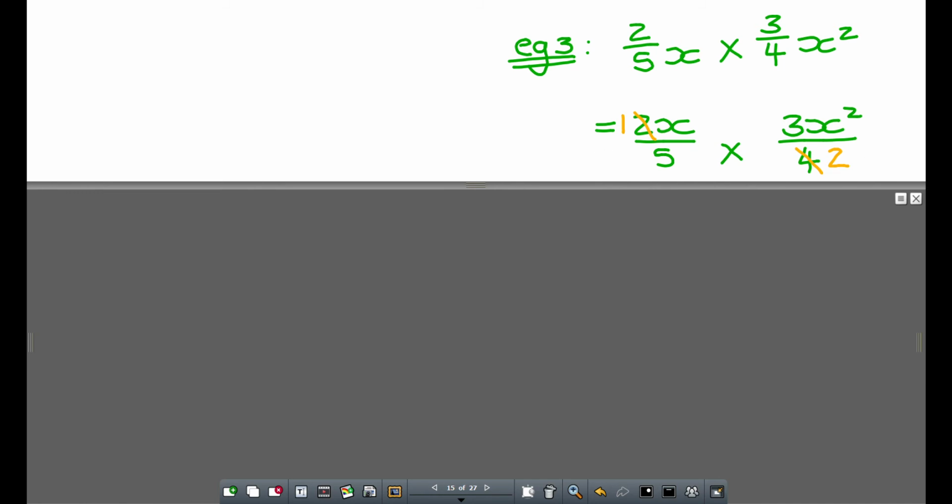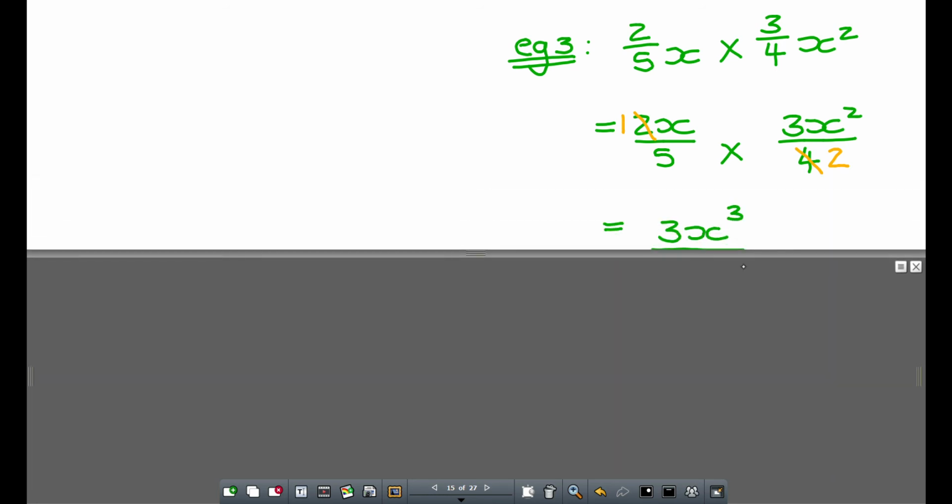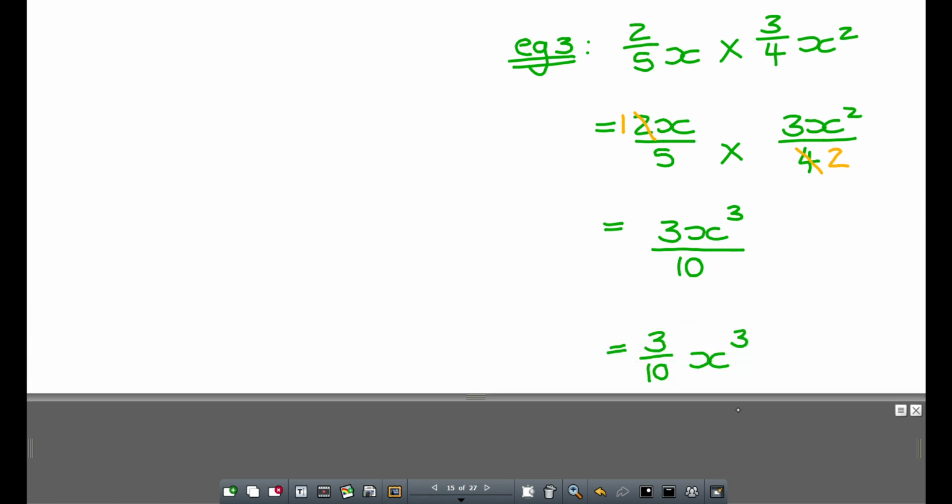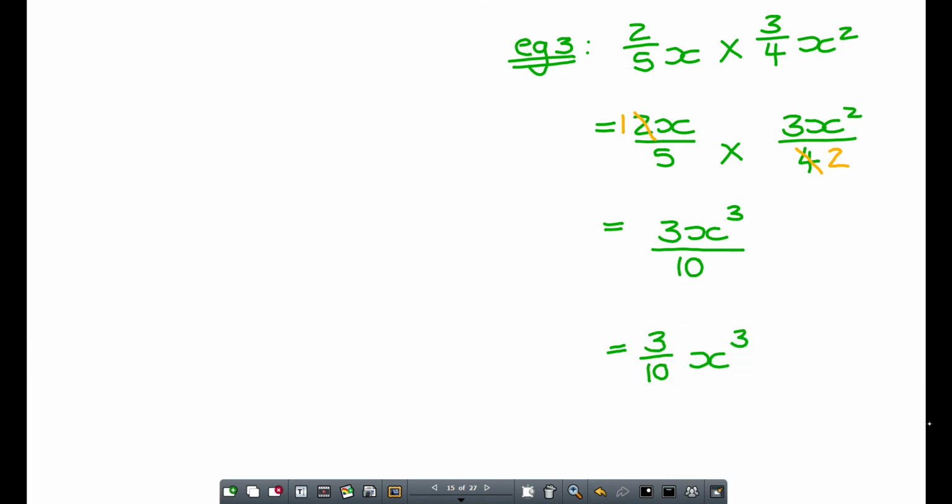Yeah, how do we cancel out? Either up and down or across. No. Okay. So at the top, 1x times 3x squared will become 3x to the power of 3. At the bottom, 5 times 2 will become 10. Now that is actually the same as 3 over 10, x to the power of 3.